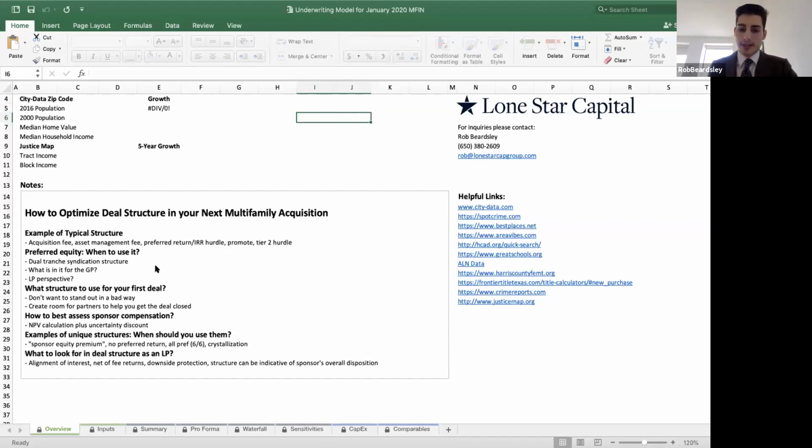So preferred equity is a structure that is a bit more hard and meaningful than the preferred return. So preferred equity, do not confuse that with preferred return. Preferred equity actually is a separate tranche in the capital structure that is senior to the common equity, but subordinate to senior debt. So this means that the preferred equity is due the first cash flows.